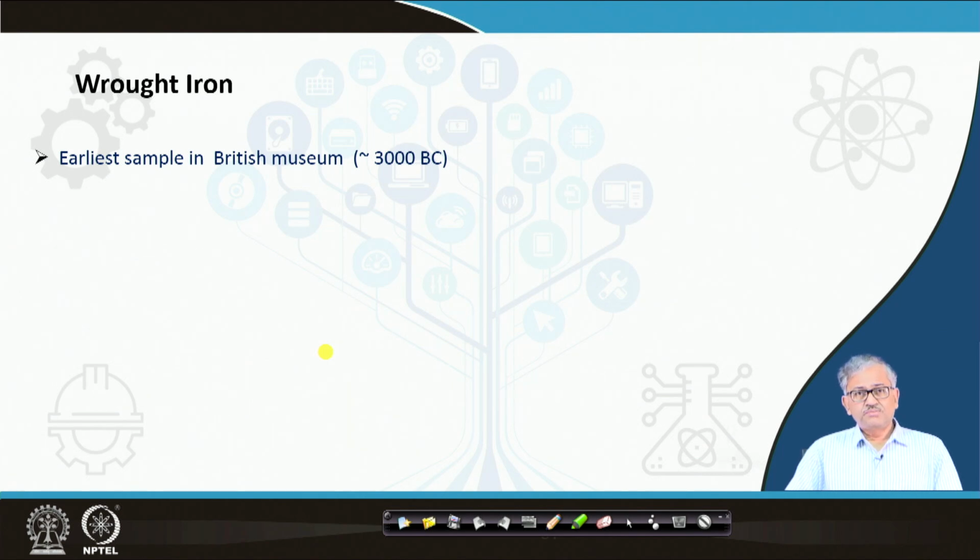The earliest sample of wrought iron is found in the British Museum. It dates back to around 3000 BC, before Christ. And what is wrought iron? Wrought iron is iron that is produced in the solid state. If you just heat an iron ore in presence of carbon, then you can take out the oxygen, just like DRI today, but at that time it was much more primitive, and in fact they invented iron.